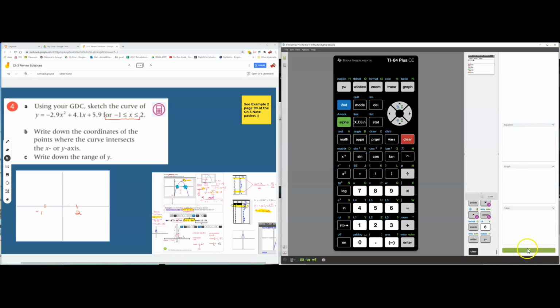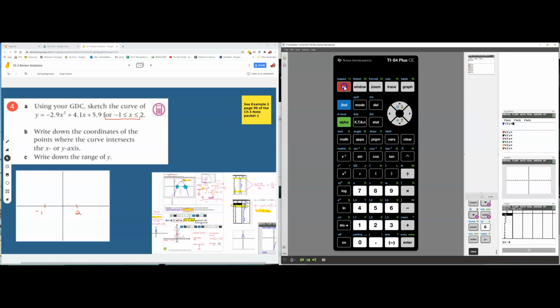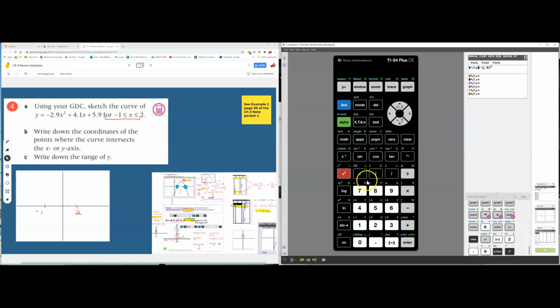All right, so we're going to go y equals, and let's do it this way here. So y equals -2.9 x squared. Oh, that's awfully small. Let's change that. Okay. Plus 4.9 x plus 5.9.